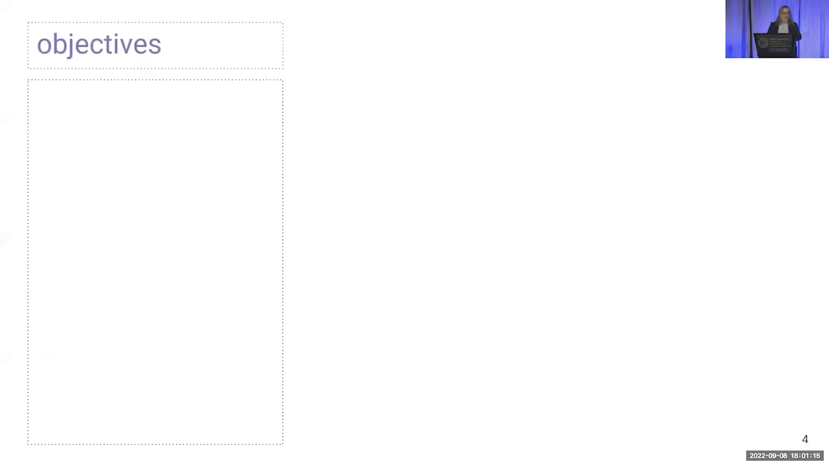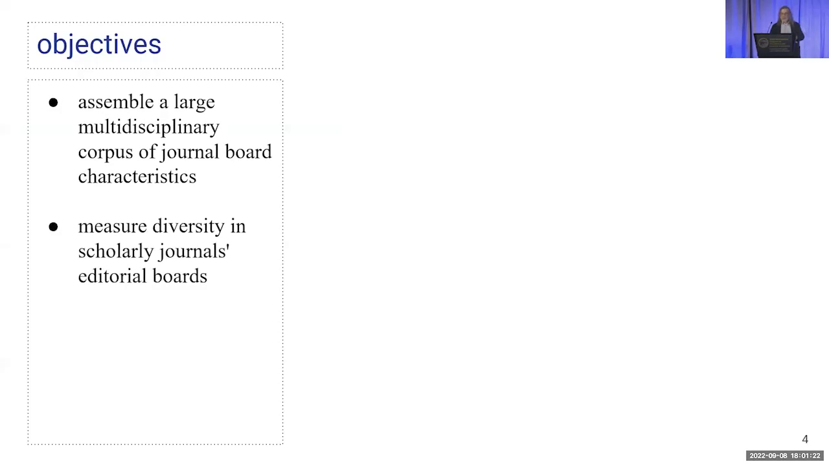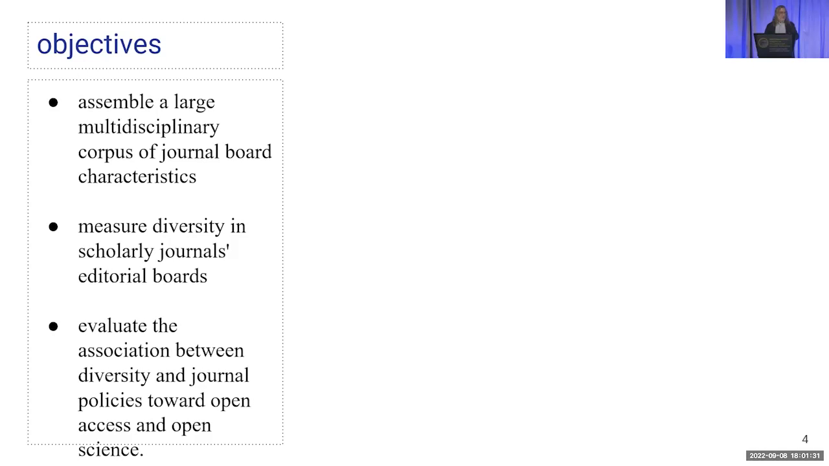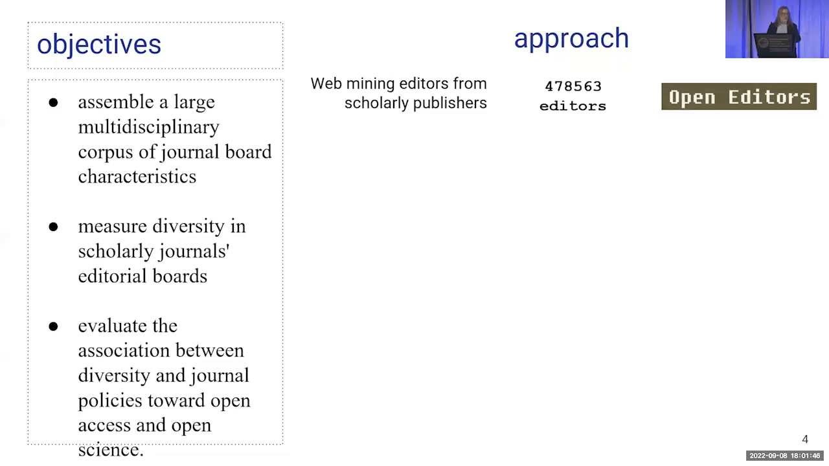aspects of participation. This particular study aims to assemble a large multidisciplinary corpus of journal board characteristics to measure diversity in the scholarly journals' editorial boards, and then to look at the association between diversity and journal policies towards open access and open science. This is essentially a descriptive study. I'll walk through the details and approach in a bit more detail.